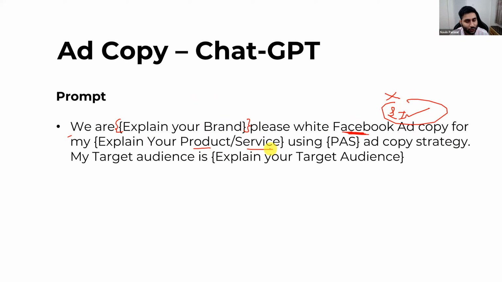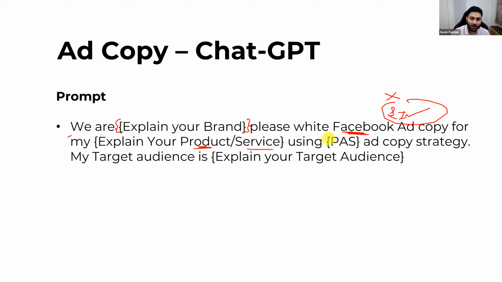Now, one thing which I want you to do is explain that product in detail. Just don't write that I want ad copy for my shoes. What kind of shoes, right? For my product, which is running shoes for XYZ, whatever the features are there, or whatever the quality of the product is, explain that over here.